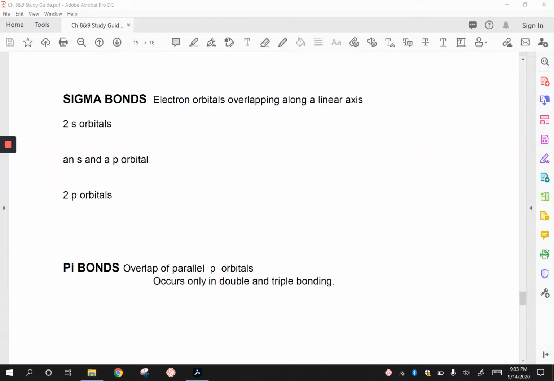Hi guys, today we're going to talk about sigma bonds and pi bonds. So we're going to start with sigma bonds. Sigma bonds are when you have electron orbitals overlapping along a linear axis.